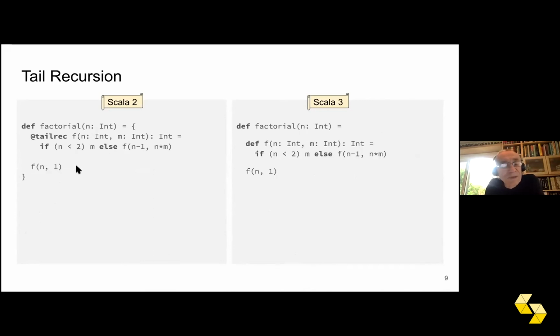Tail recursion. You know, if you write tailrec for a method that is not actually tail recursive, you'll have an error or a warning that will tell you, oh, it's not tail recursive. Here in Scala3, you don't have to say anything. The compiler guesses whether it's tail recursive or not and acts accordingly.